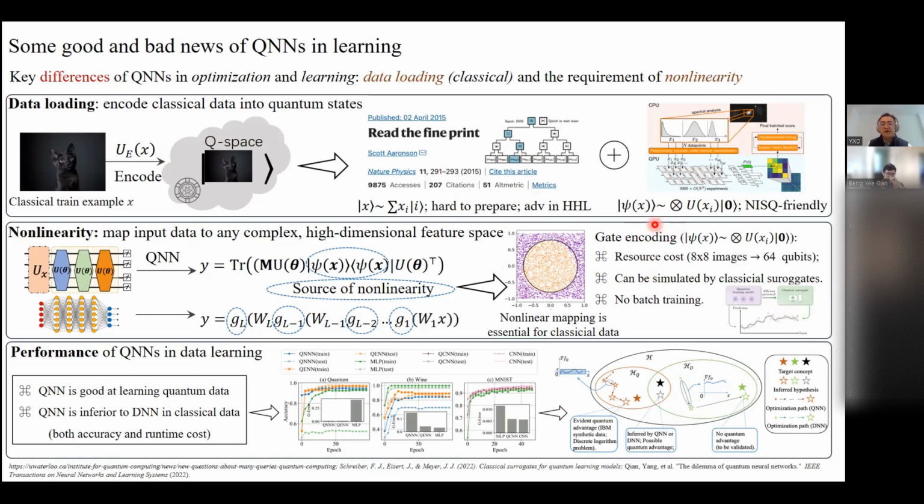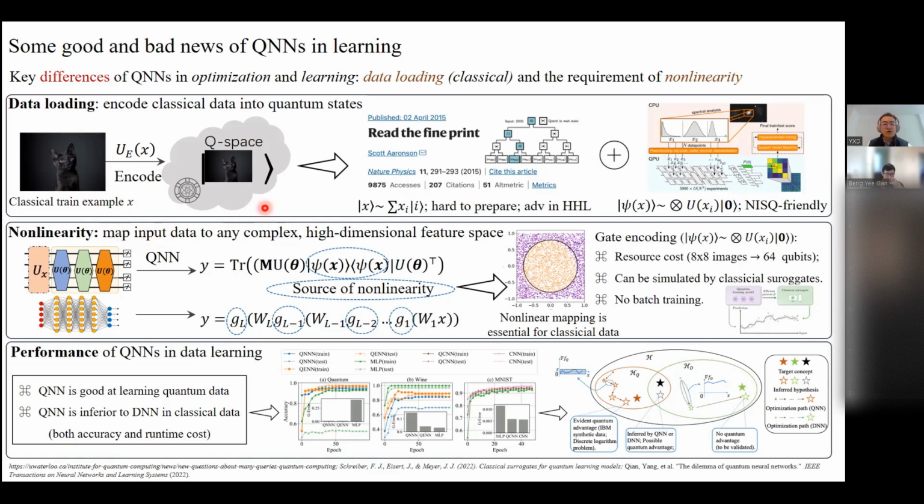For example, if we want to load 8 times 8 images into the quantum states, we require 64 qubits. This is too much. Another issue is, if we use this very deep circuit, we may encounter barren plateaus.